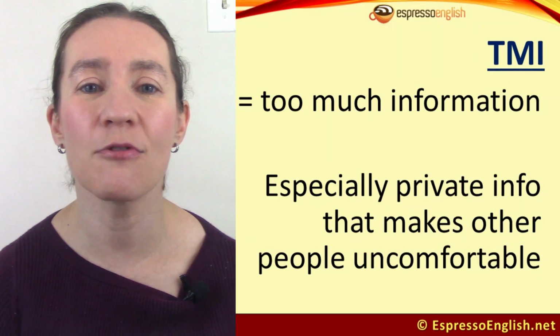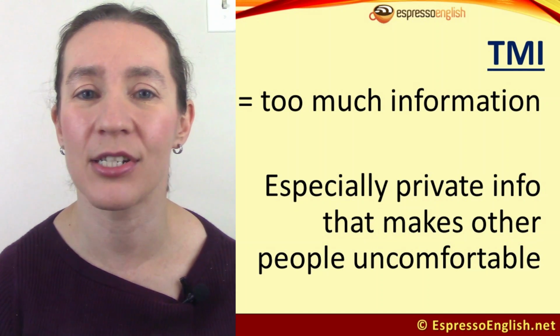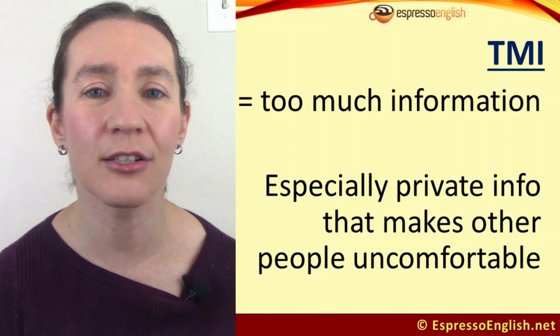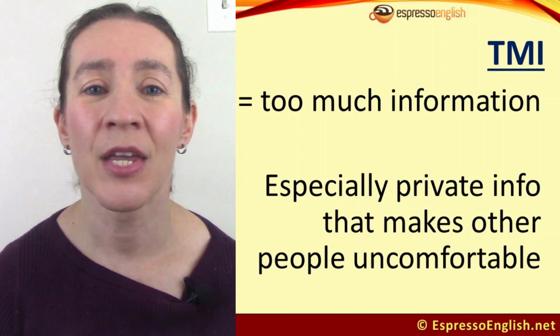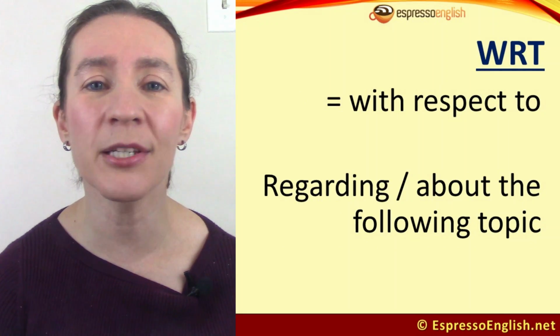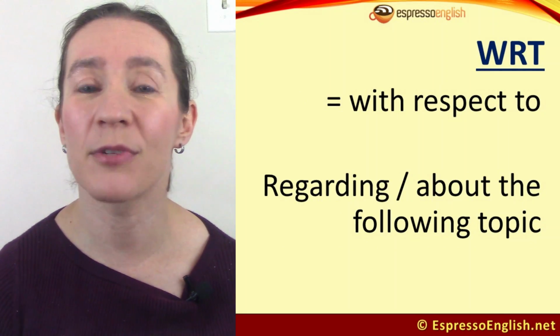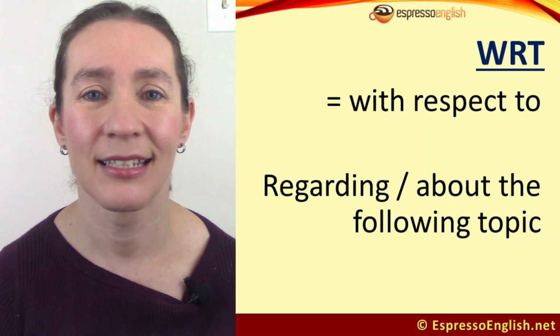TMI stands for Too Much Information. When someone shares things that are extremely private and personal, especially details about their medical issues or sex life, which might make other people uncomfortable to hear, the other people might react with TMI, too much information. WRT stands for With Respect To. Simply means regarding or about a certain topic.